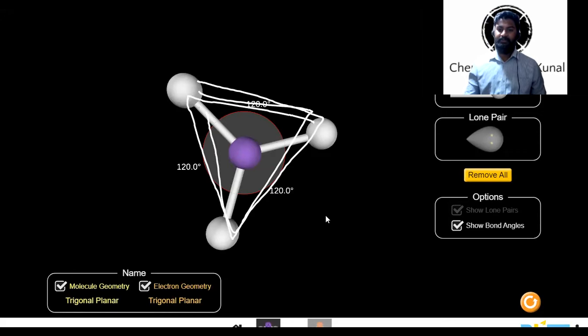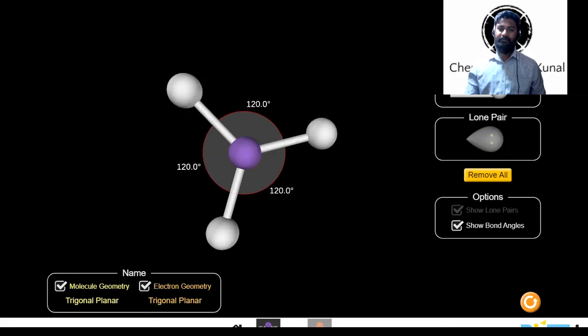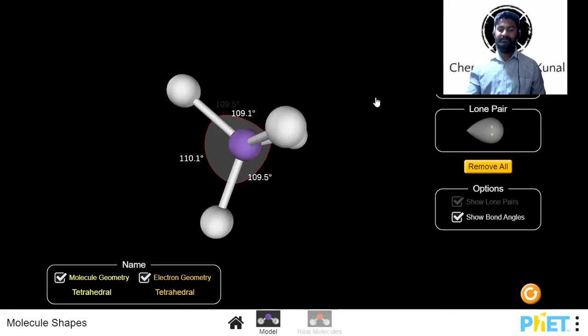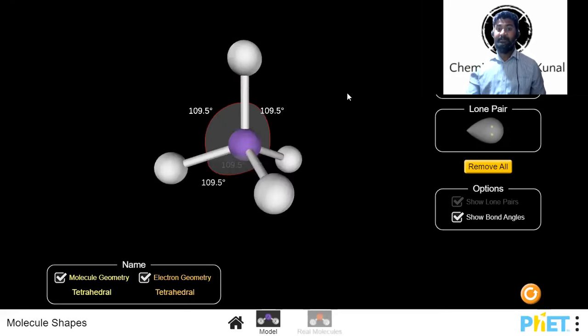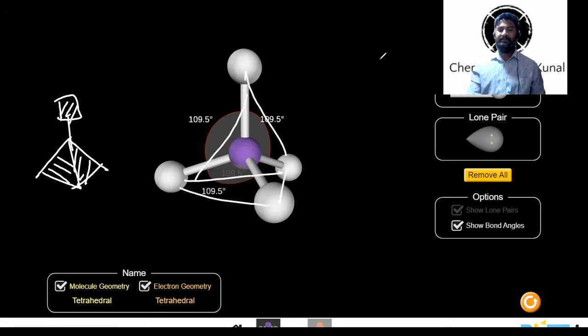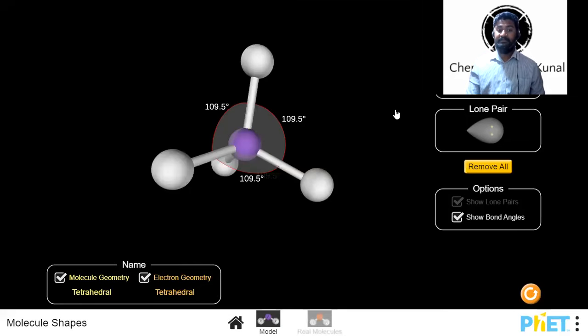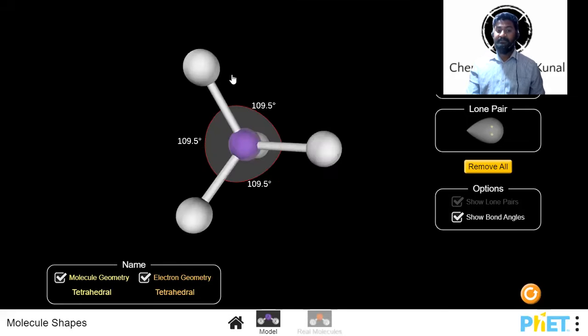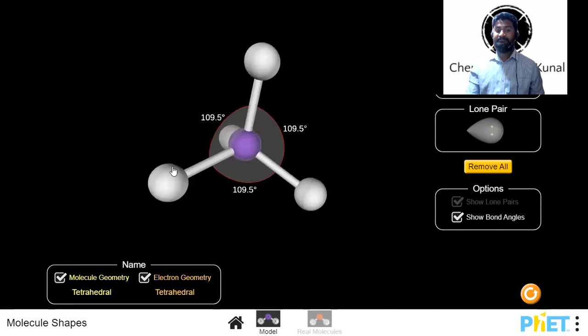Okay. Next one. Suppose I bring another bond. This is tetrahedral. See, how does it look like? It's a 3-dimensional shape where it's like a tripod stand of a camera. Suppose this is the camera and that's the tripod stand. These 3 bonds are in plane. One on top. That's why it is tetrahedral. What's the bond angle? Not 90. It's 109.5. It's 3-dimensional.